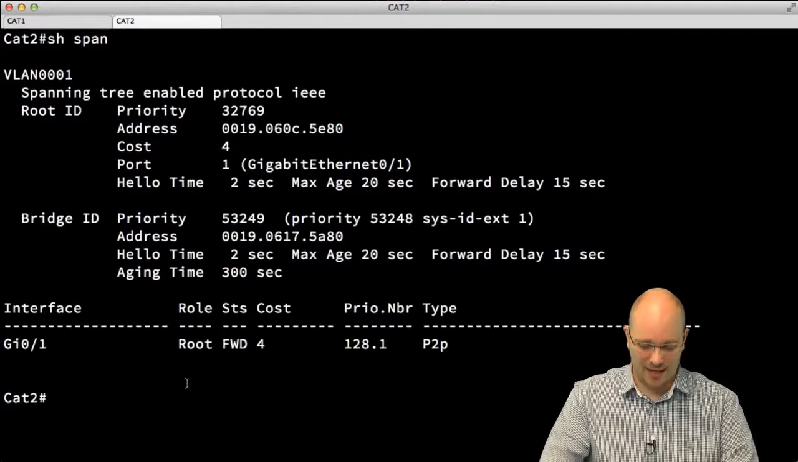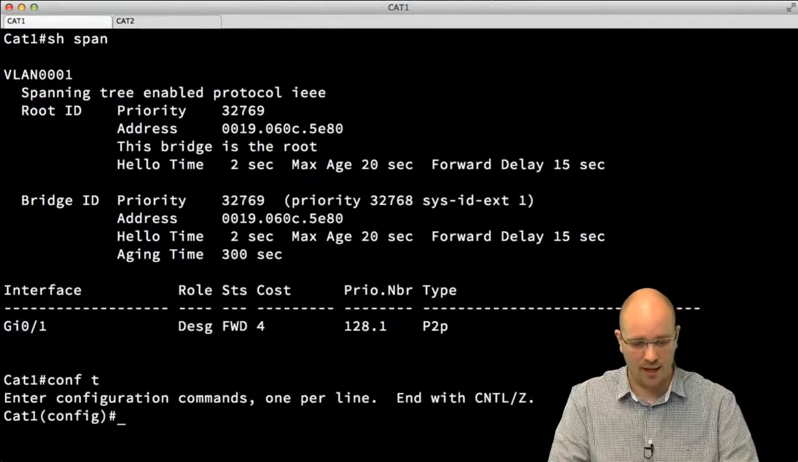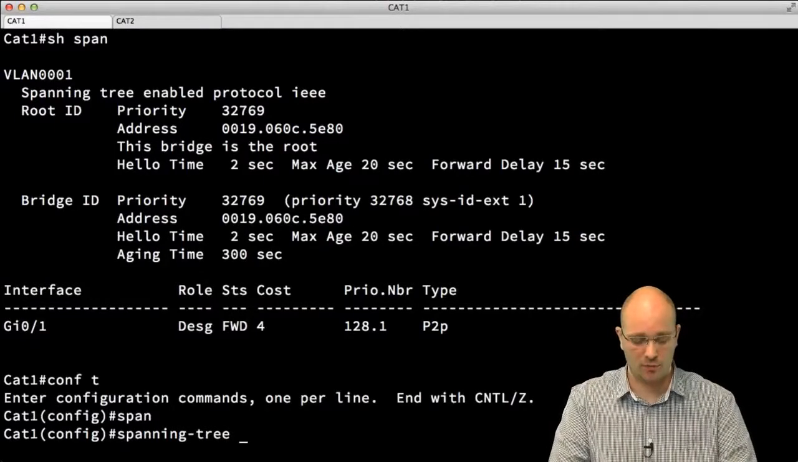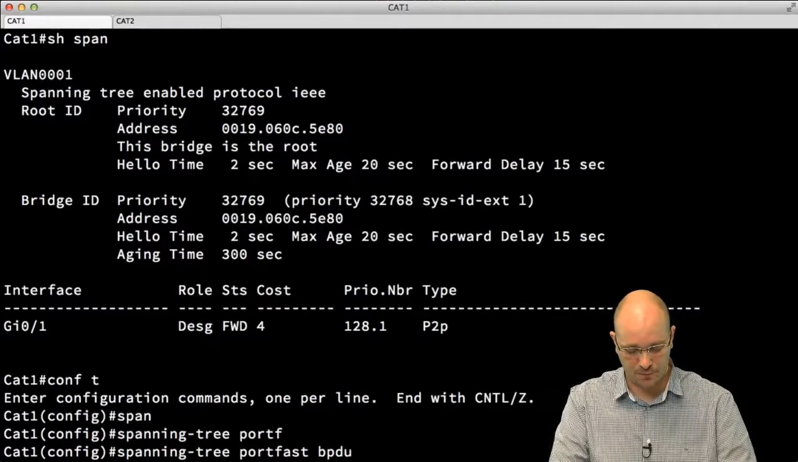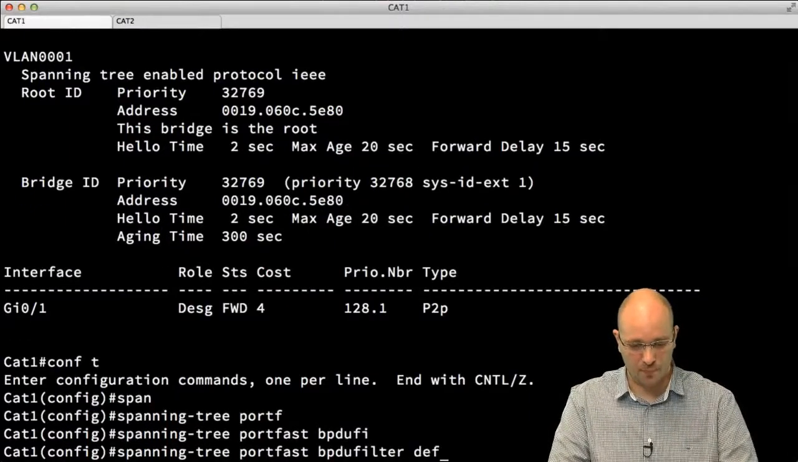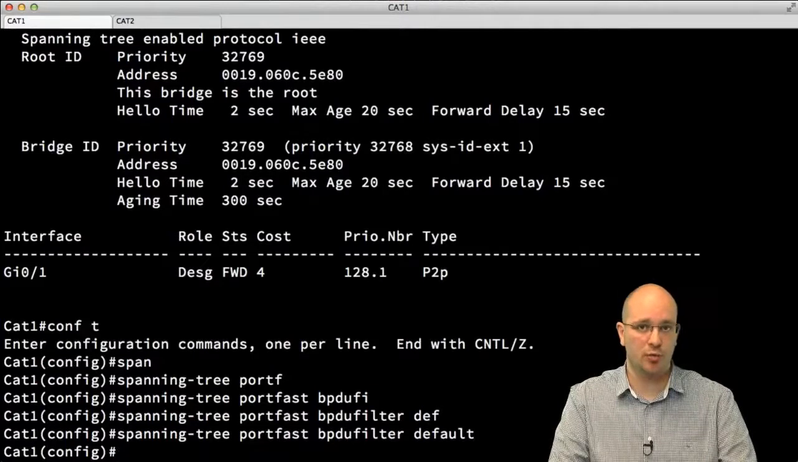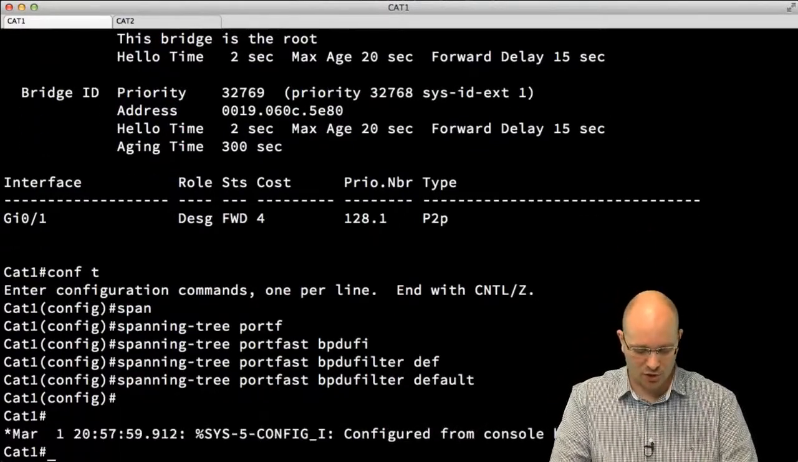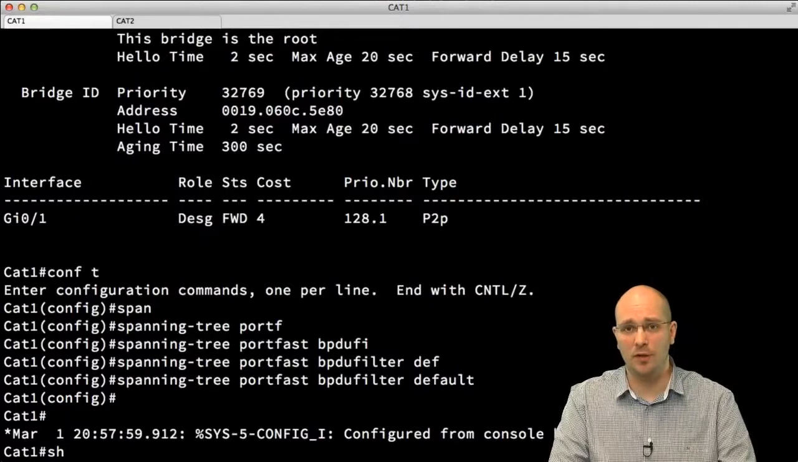So what I'm going to do next is go to Cat1, and in global configuration mode, I'm going to say spanning-tree portfast bpdufilter default. This is going to enable BPDUFilter on all portfast enabled ports. So with this configuration, is BPDUFilter now enabled on my Gigabit 0/1?